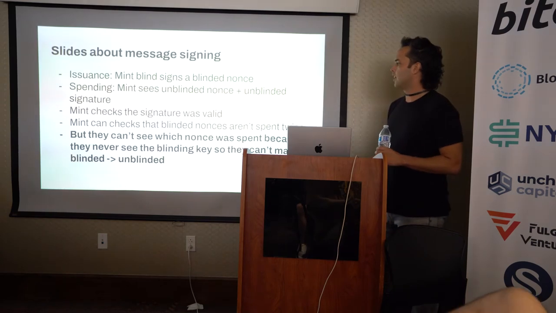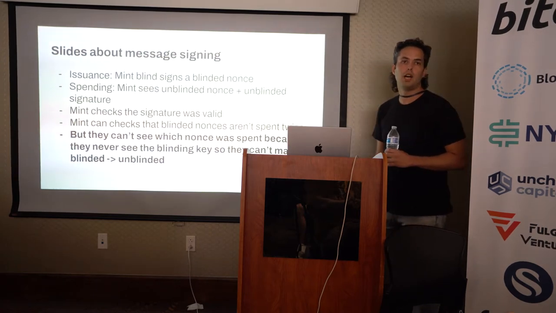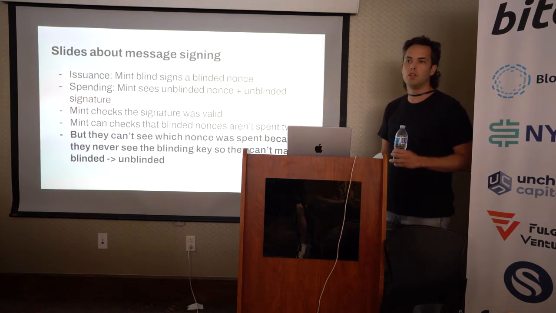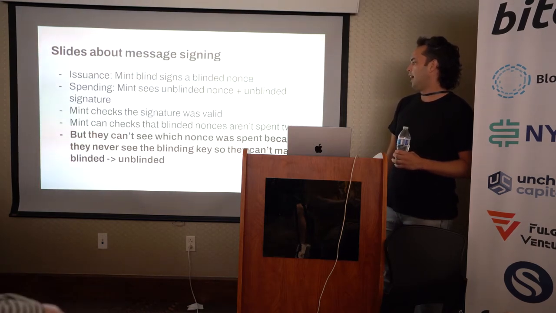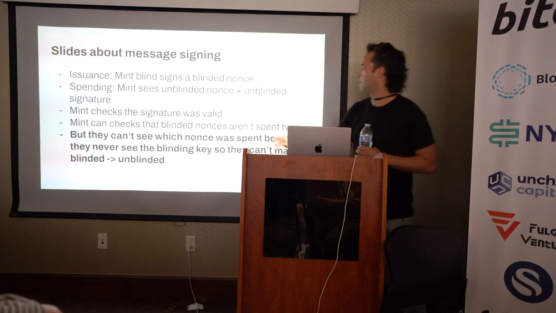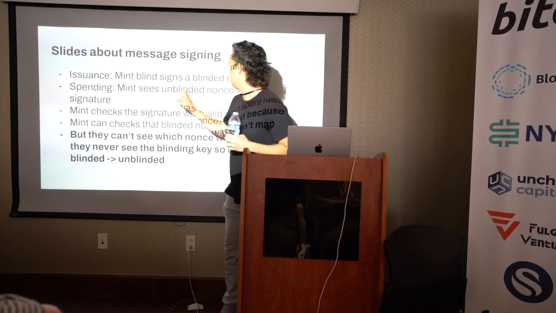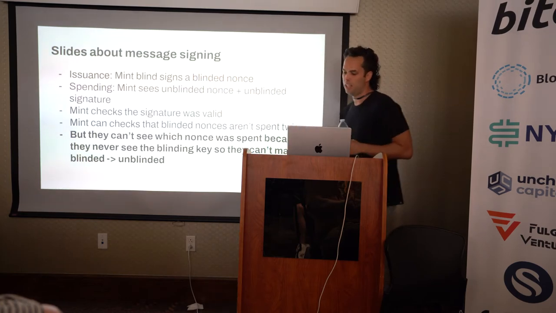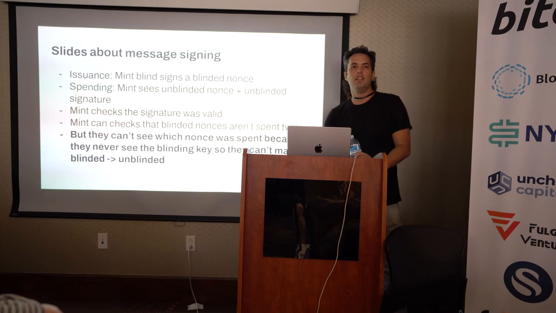The Mint checks that the signature was valid, and they also check that the nonces are only spent once. That's basically their only job. Their main job is to just protect against double spends. And the key is, as I already alluded to, they can't see which nonce was used because they never see the blinding key, right? So they can't map this pair to this pair, the first line to the second line. They can't do that mapping. So it's very private. Any questions there?